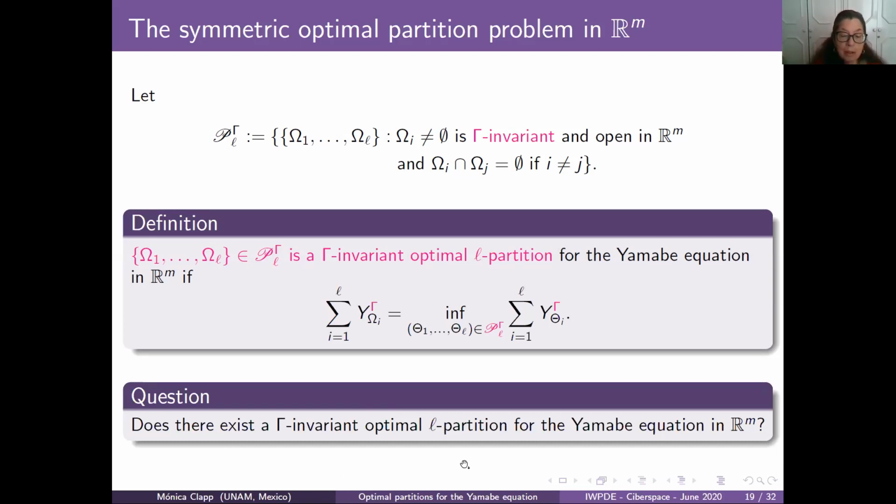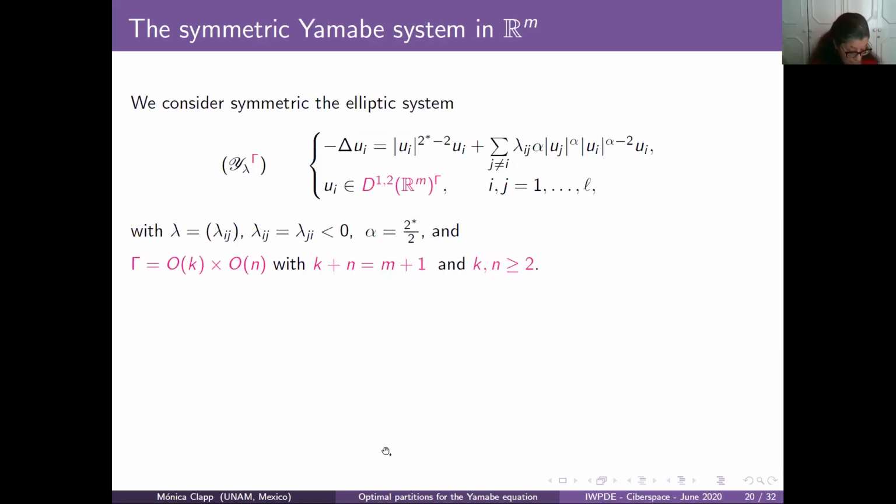So the idea is to look for this type of partitions. We know that partitions without symmetries do not exist on the standard sphere, but maybe these partitions with symmetries do exist on the standard sphere. So let me now play the same game.